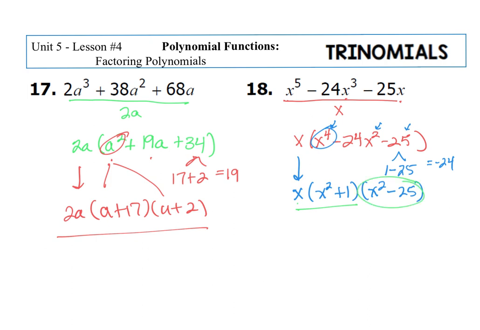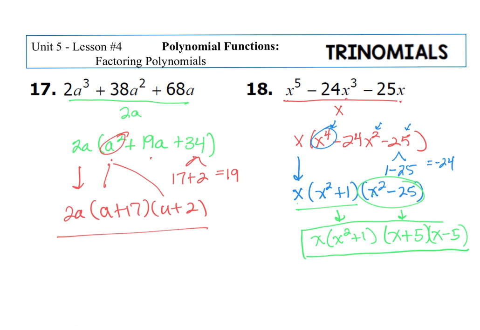But this x squared minus 25 is a difference of squares. Okay, two perfect squares with a minus sign in between. So this part gets the two sets of parentheses. One is plus, one is minus. The square root of x squared is x. The square root of 25 is 5. So it becomes x plus 5, x minus 5. And then we just bring down everything else because it does not change. So x squared plus 1. Don't you love that we've just stepped up our factoring skills a little bit?